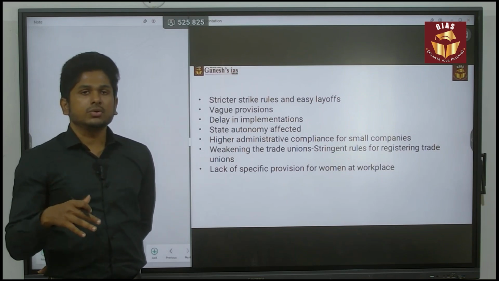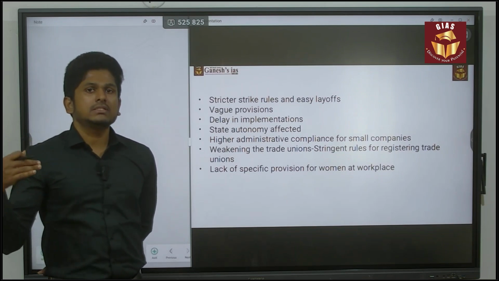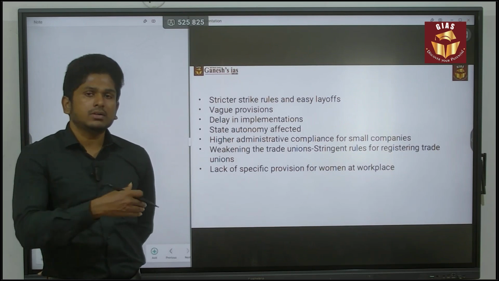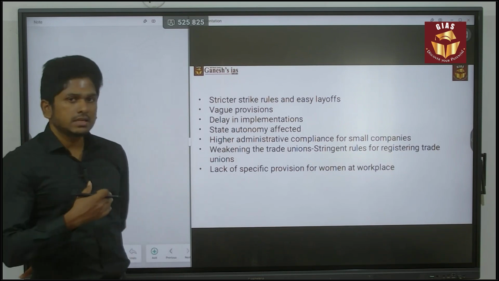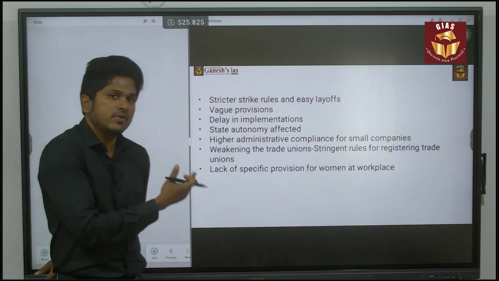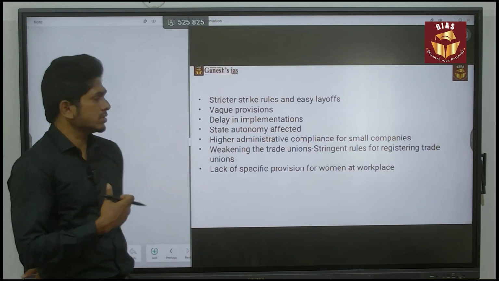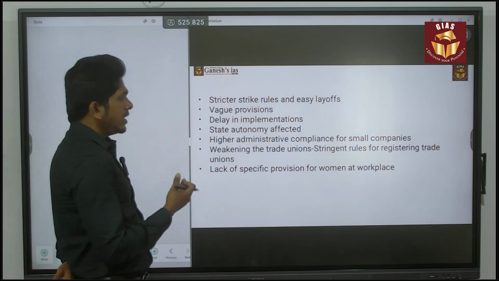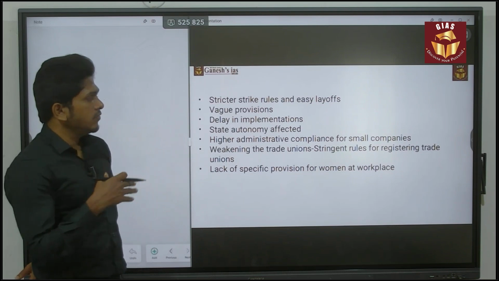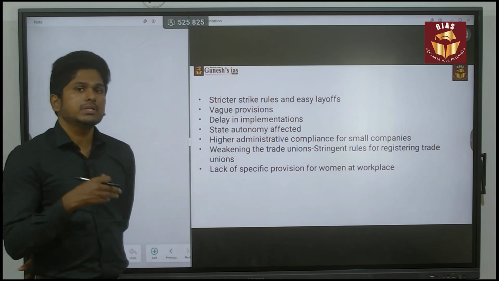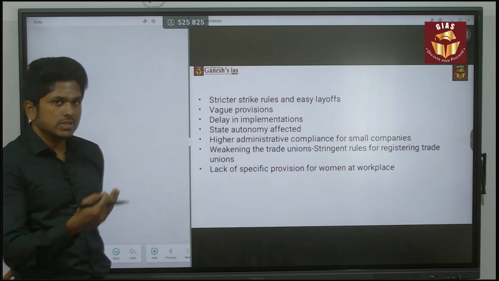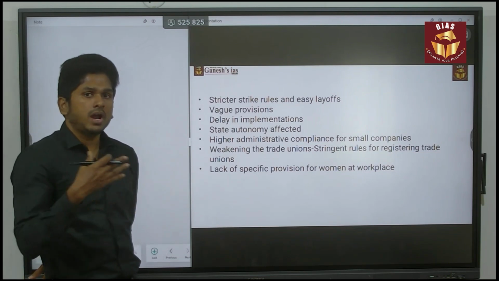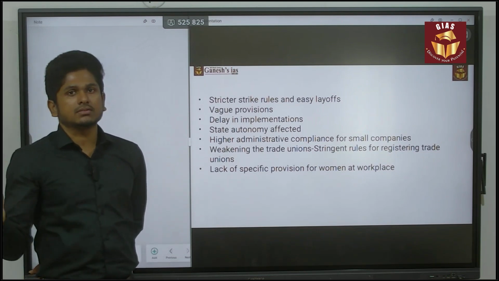In that scenario, what is the power for the state? What is the autonomy for the state? So that is the major issue. Okay, the center-state relationship is heavily affected due to these 4 labor codes. Next is about higher administrative compliance for smaller companies like MSMEs. Okay, for example, I am running an MSME. In that scenario, I have to face major loss.